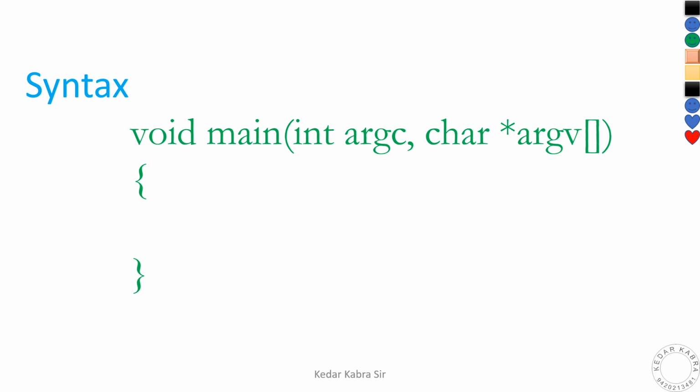Till now in all the programs we have used the main function like this: void main and empty parentheses. These empty parentheses indicate there are no arguments for the main function. But right now in this new syntax you can see there are two parameters in the main function. One parameter is of type integer. It is named argc. It is the argument counter. That means it counts the number of command line arguments. If we pass 3 command line arguments, then the count will be 3. If we pass 5, then the count will be 5.